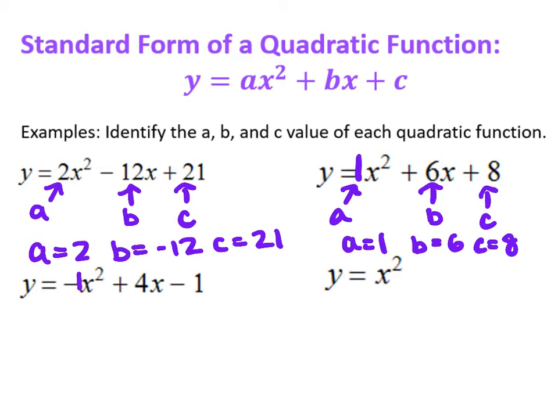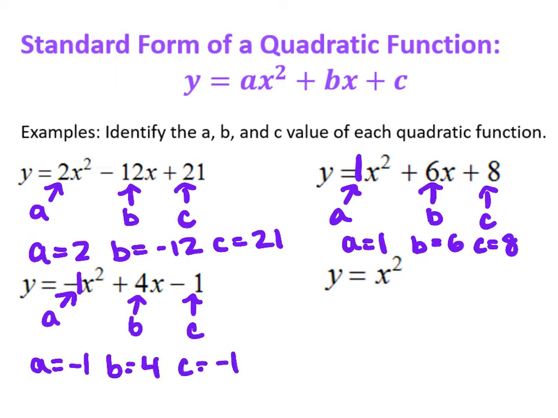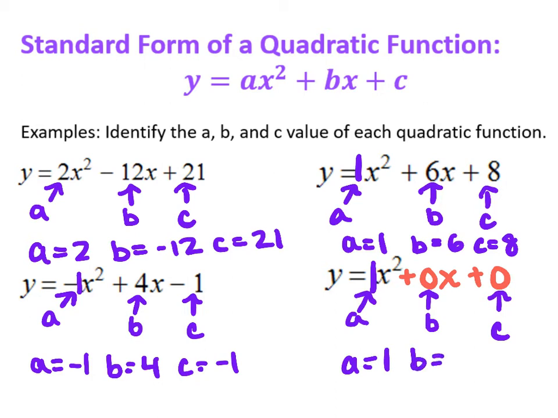For the next one, it's really a negative 1 in front of the x squared. So that would be a, b, and c. So a equals negative 1, b equals 4, and c equals negative 1. For the last one, since this is x squared, we could really add in that it would be plus 0x plus 0, because we're just missing those terms. Now in front of the x squared is really a 1. So that would be our a, b, and c. So a equals 1, b equals 0, and c equals 0.